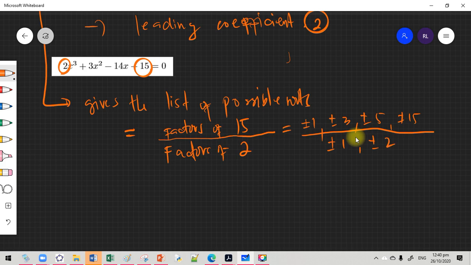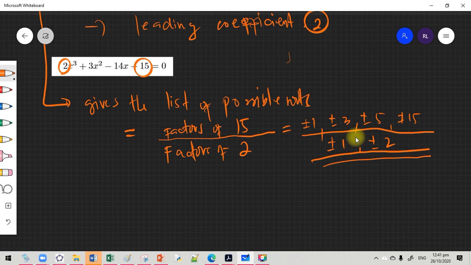Those are the factors of 2. Then from this, we're going to generate the possible roots. The advantage of the rational root theorem is it gives us a limit on the list of possible roots, meaning we have a reference on which values we are going to try using the factor theorem.